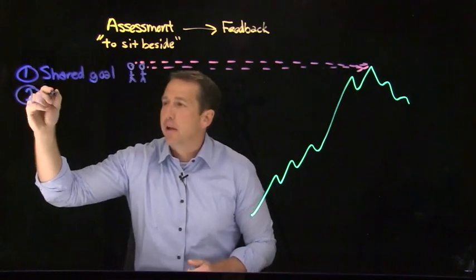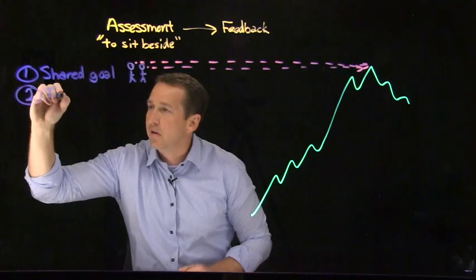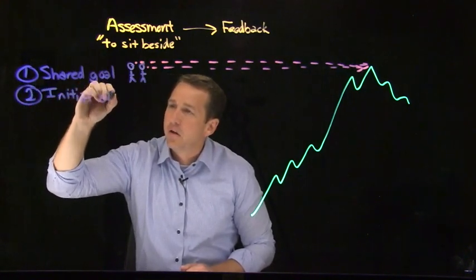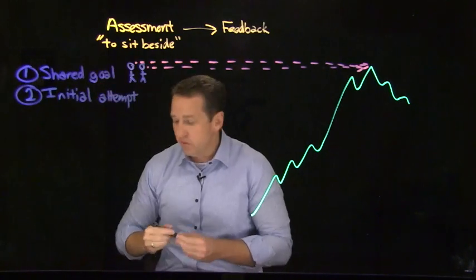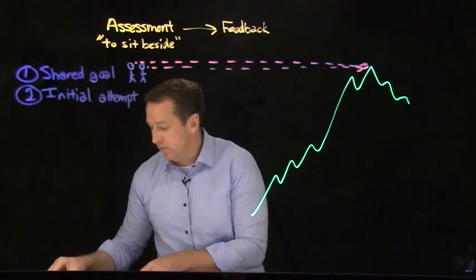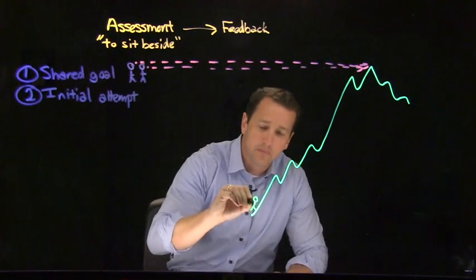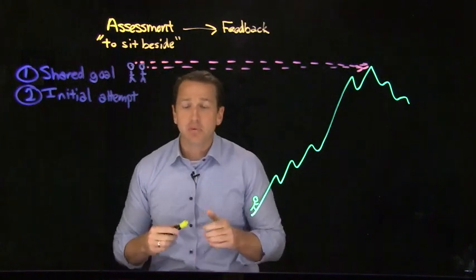The student needs to make an initial attempt. So there needs to be work that the student does. That student starts at the bottom of the mountain and begins to climb. Okay? That's the first step that has to take place.